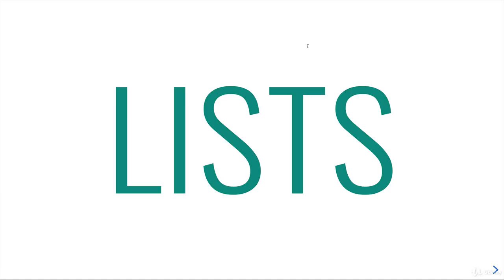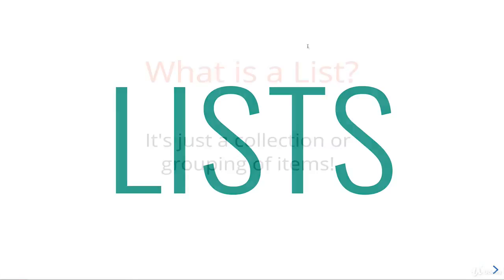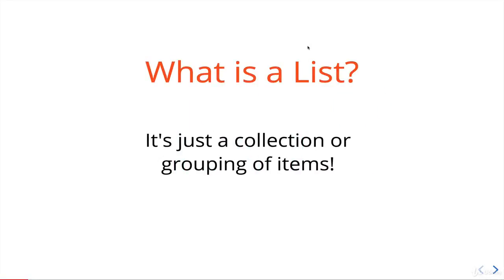Or in the data types video, I talked about there's numbers, there's Booleans, and strings. There's this thing called lists. We'll come back to that later. Well, this is where we come back to it. So let's start with the simplest question. What is a list? It's really just a collection or grouping of items.